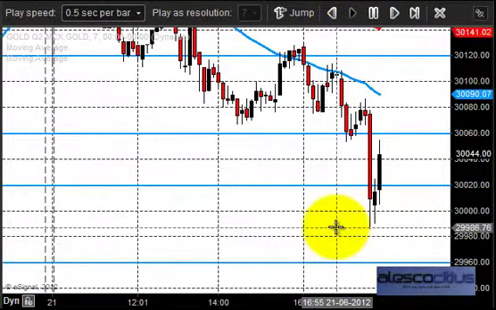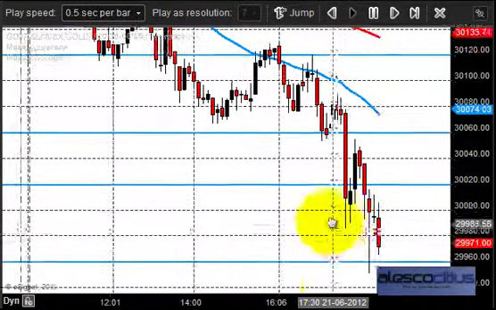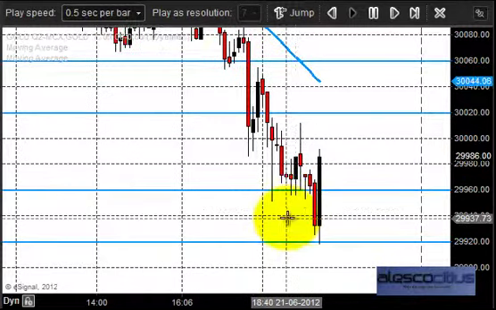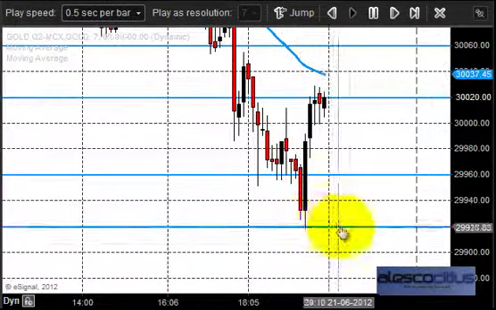Now we should see what happened after that. So after breaking this resistance, there was a good drop in the gold market. You can notice that it is a consistent and sustainable drop in the gold market.